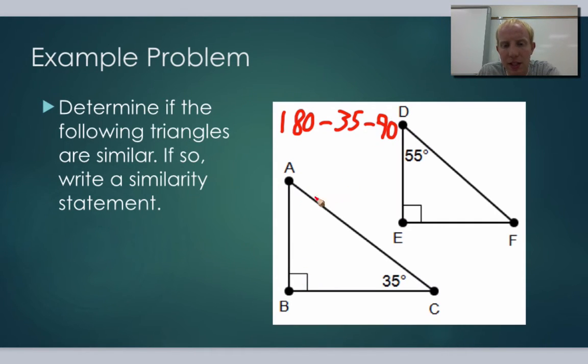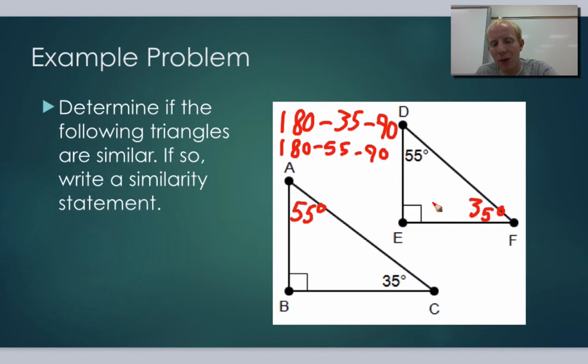And that will give us that this angle is 55 degrees. Similarly, if you did 180 minus 55 minus 90 for this triangle, you'd find that this is 35 degrees. Okay, so now we can see these clearly have the same angles. We only needed 2 though, but 3 is plenty as well. So this angle and this angle is the same as this angle and that angle.